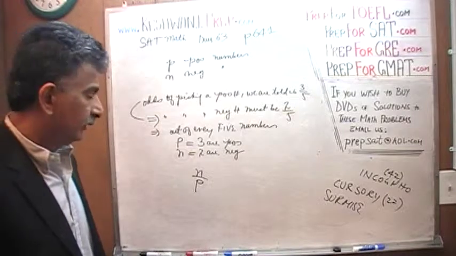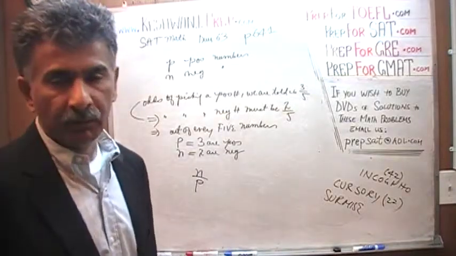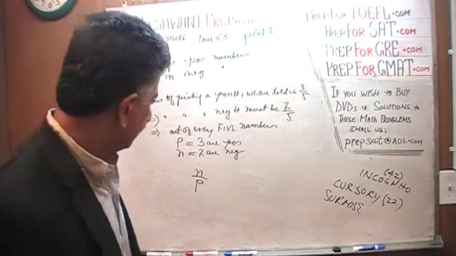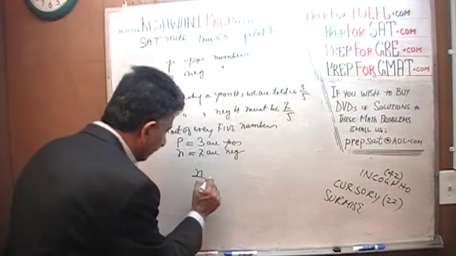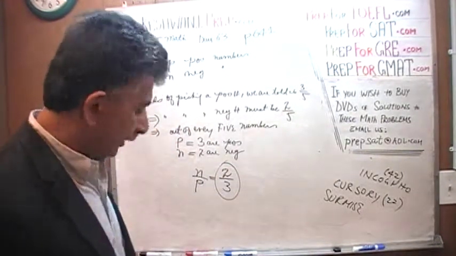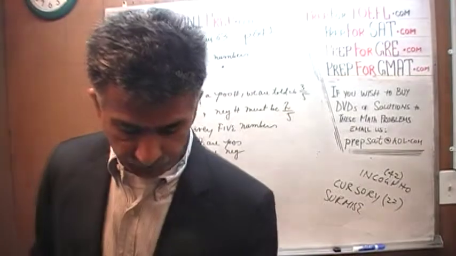Of course, we don't have 3 and 2. Maybe we have 30 and 20, or maybe we have 15 and 10. It doesn't matter. It's some multiple of 3 and 2. So therefore, the ratio of n over p is going to be 2 over 3. That's it. For every 2 negative numbers, we have 3 positive numbers. The ratio is 2 over 3.